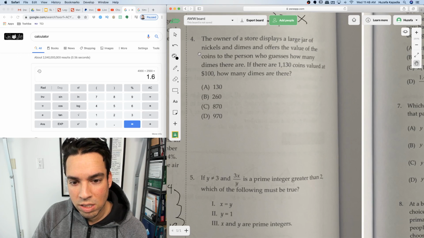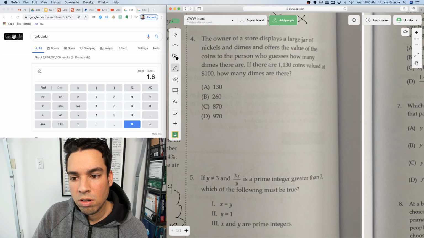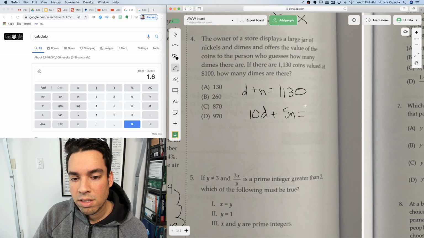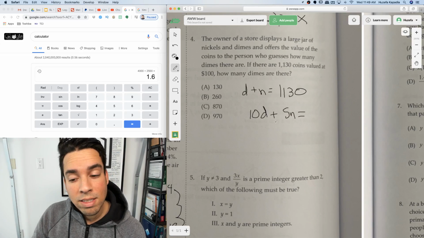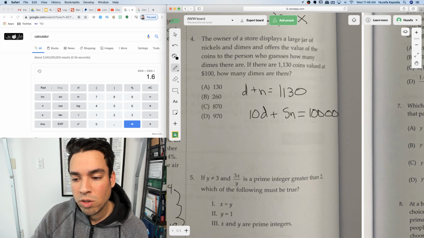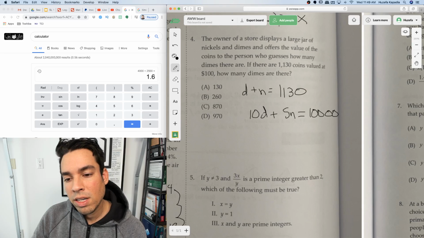Number 4, the owner of a store displays a large jar of nickels and dimes and offers the value of coins to the person who guesses how many dimes there are. If there are 1130 coins valued at 100, okay, so I'll say D plus N equals 1130 coins. And then I say 10D, because every dime is worth 10 cents, plus 5 times every nickel, they're valued at 5 cents, equals 100. But again, look, I'm in cents, not dollars. So I'm going to say equals 10,000, because 10,000 cents is actually $100. Just multiply that by 100. And now I got a nice system of equations.